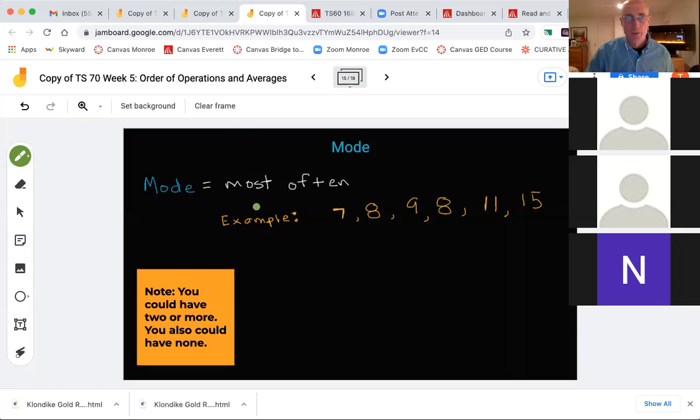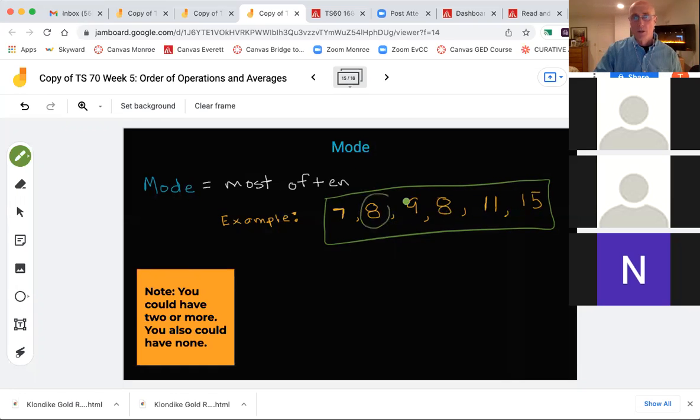All right, so mode means the most often. So that means the number that happens the most often. Let's look at this set of numbers they'll start talking about in math, this group of numbers here. I have a 7, an 8, a 9, an 8, 11, and a 15. The number that occurs the most often, the only number that happens twice here, is 8.